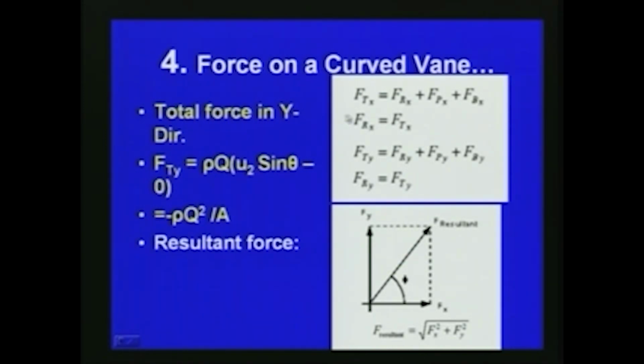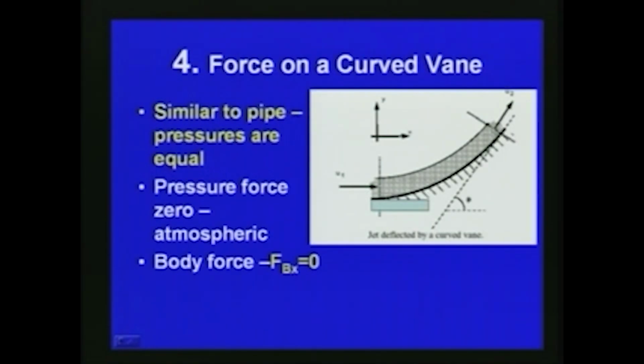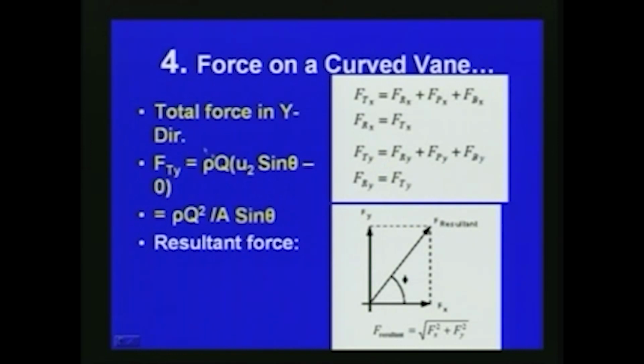Finally, the total force in the y direction, Fty, is equal to rho Q into u2 sin theta minus 0. You can see that this is u2 sin theta, and it is coming in this direction. Effectively, in the other direction there is no velocity. So Fty is equal to rho Q into u2 sin theta, which can be written as rho Q square by A into sin theta.